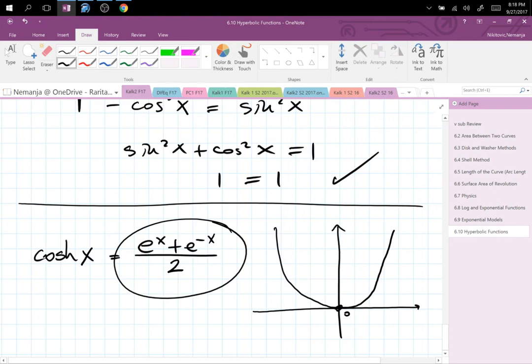As you put x equals 0, you get e to the 0, which is 1, plus e to the 0, which is 1. 1 plus 1 is 2. Oh, it goes through 1. It goes through 1.